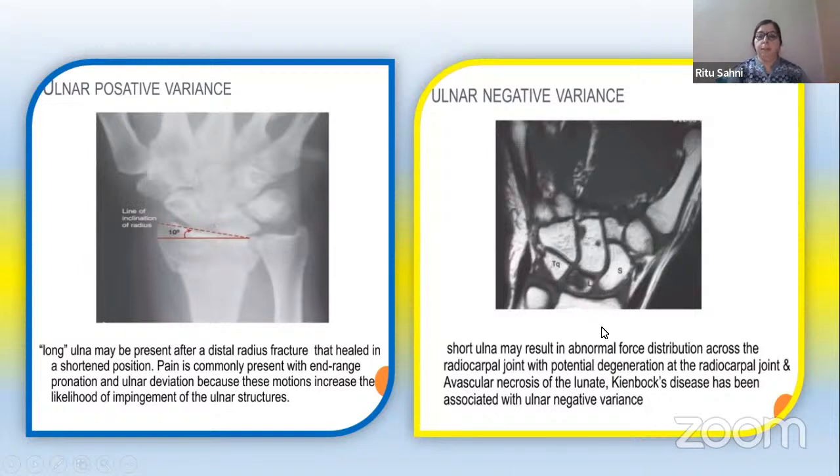A short ulna may result in abnormal force distribution in the radiocarpal joint, with degeneration, or maybe avascular necrosis of the lunate. Kienbock disease has been associated with ulnar negative variance. So if a patient is mentioned with Kienbock disease or avascular necrosis of the lunate, then the negative variance of the ulna will also be noted.